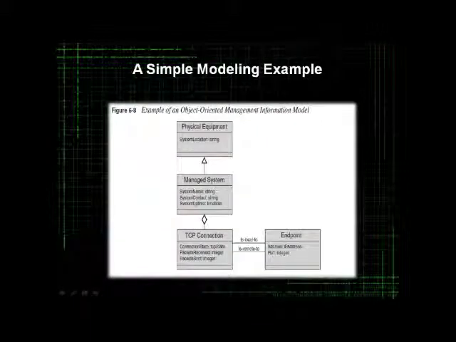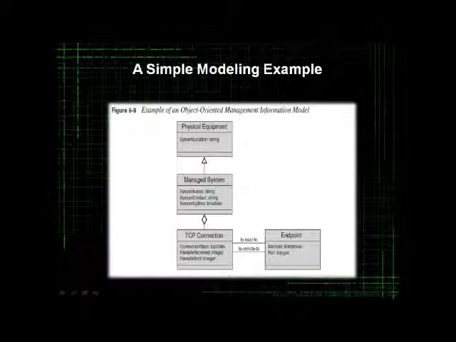Now, a simple modeling example. Let's take a look at an example. Imagine that you are tasked with defining a simple management information model for a device. Figure 6.8 depicts an object-oriented model. In this example, a managed object class represents a managed system. It has three attributes to query management information: system name, system contact, and system uptime, to carry the name used to refer to the managed system, the contact information of the group responsible for managing the system, and the time elapsed since the system was last started.